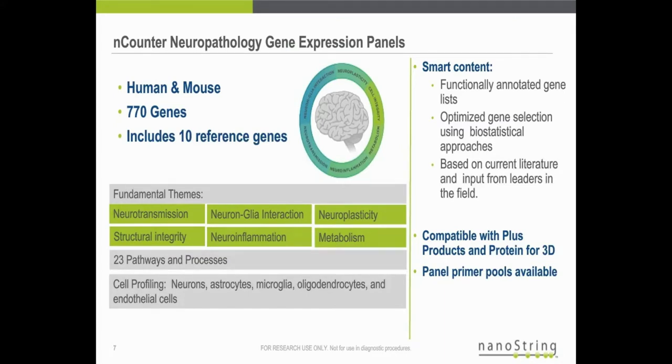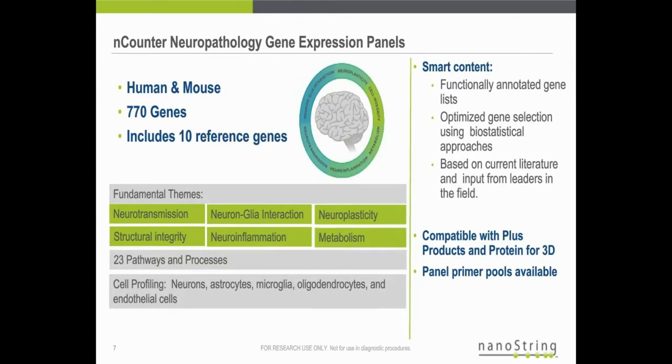So in total, this content covers 23 different pathways and processes, and it was selected by reviewing current literature in the field and also consulting with researchers at a variety of academic institutions, biotechs, and pharmaceutical companies. And finally, amidst the gene content, there are also cell type specific gene signatures built in to allow for cell profiling during the data analysis.